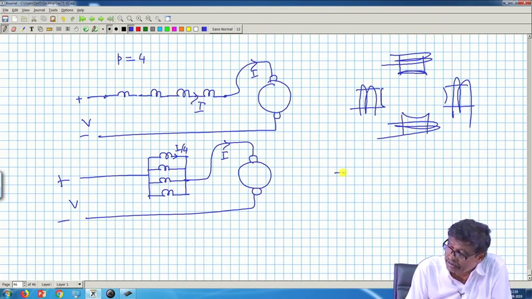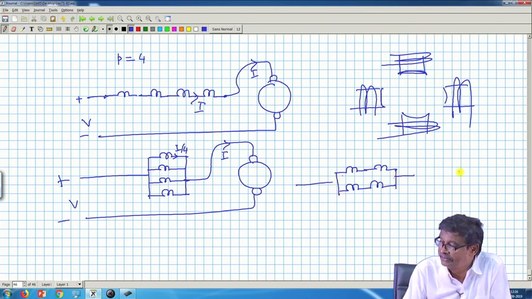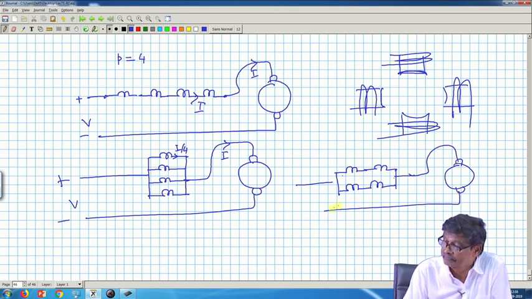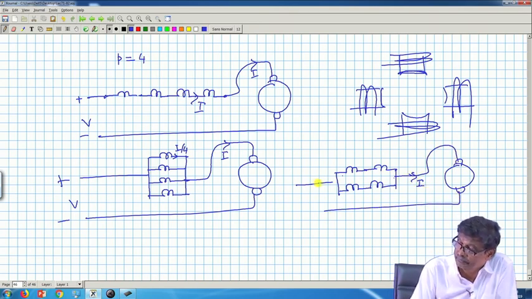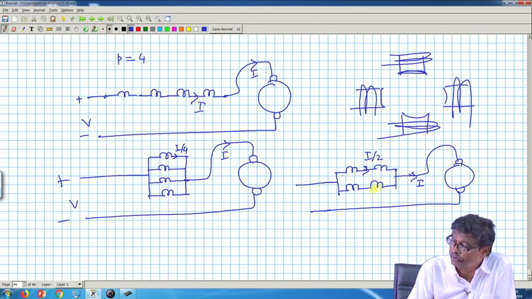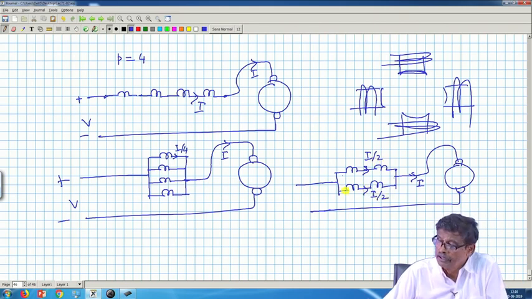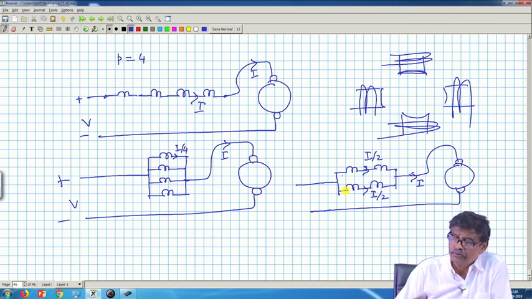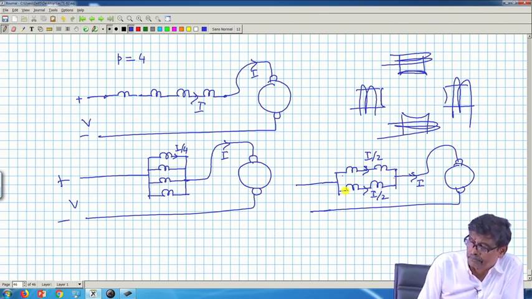You could also connect 2 in series, another 2 in series, and connect it like this. So, in this case flux per pole will be reduced by a factor of 2, and so on. Therefore, field control can be done.